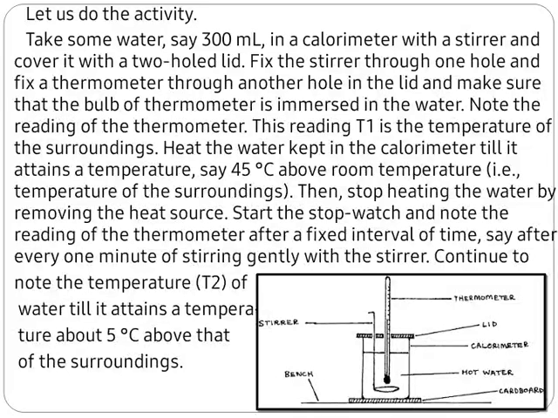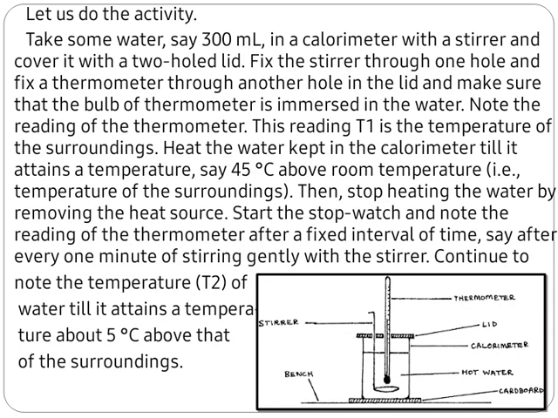Let us do one activity to understand how the rate of cooling of hot water depends on the temperature difference of the hot water with respect to the surroundings. Take some water, about 300 milliliters, in a calorimeter and cover it with a 2-hole lid. Fix a stirrer through one hole and a thermometer through the other hole in the lid, and make sure that the bulb of the thermometer is immersed in the water.